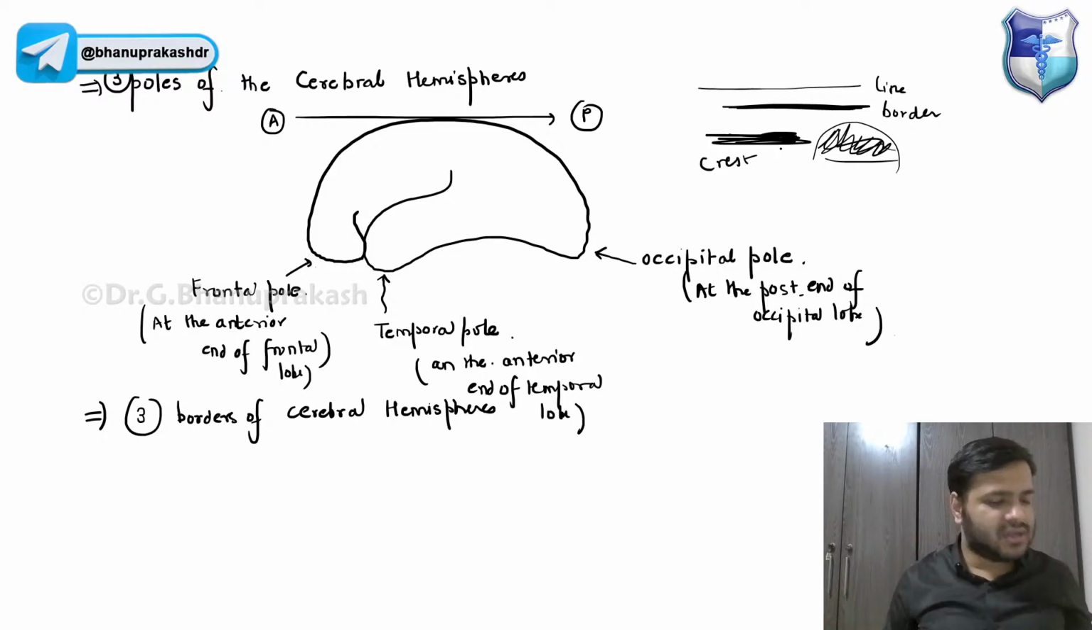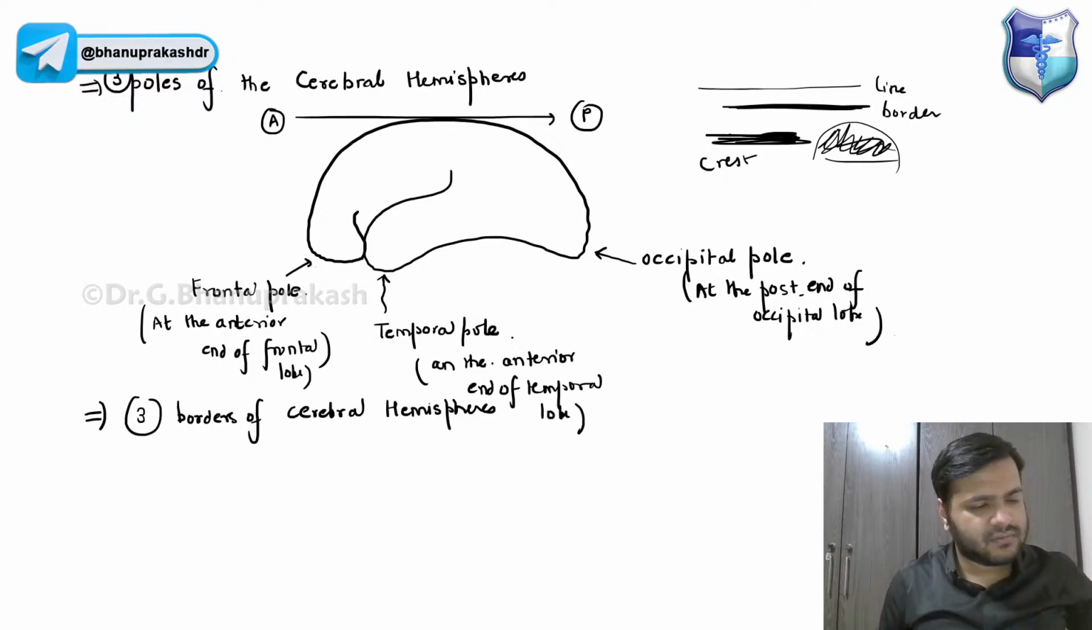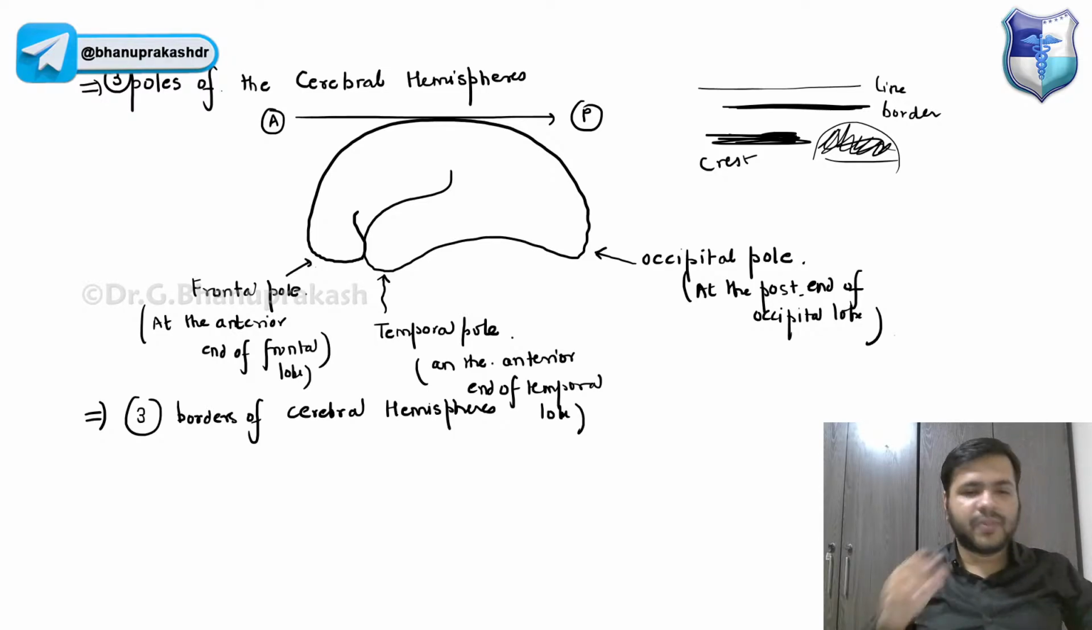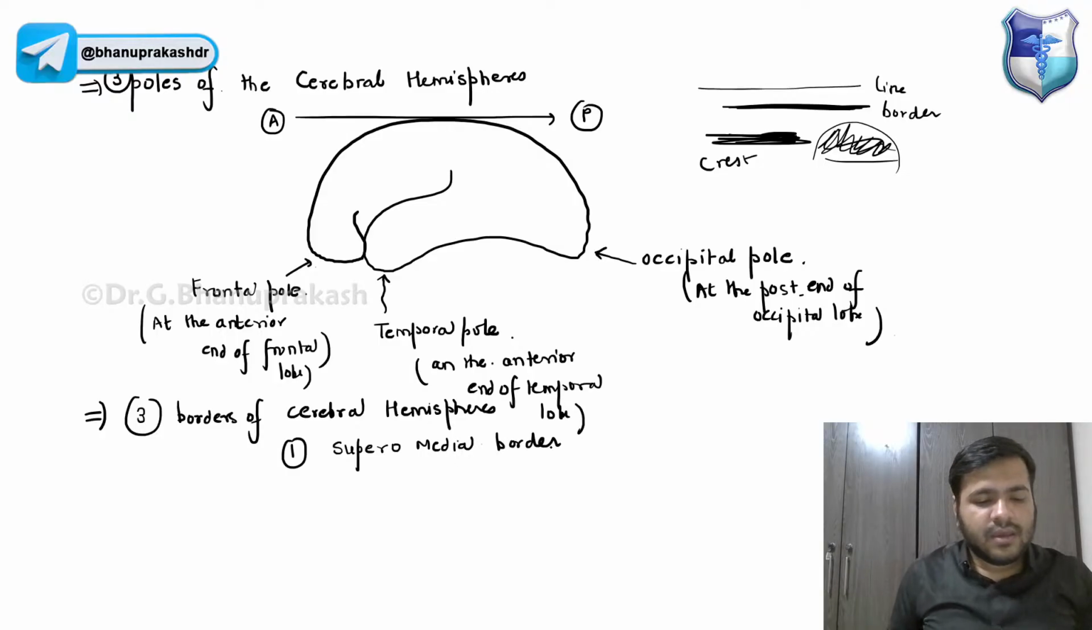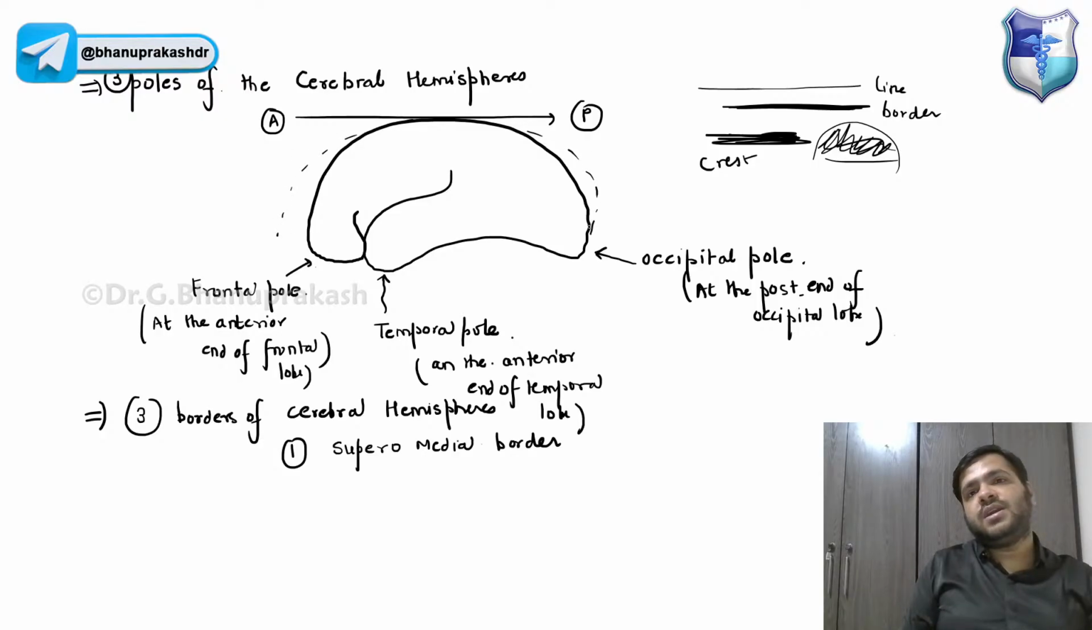So we are talking about the 3 borders of the cerebral hemispheres, guys. Now over here, remember, we have the superior border, or commonly called the superomedial border. Now guys, you already know it is an arched border, extending from the frontal pole to the occipital pole.